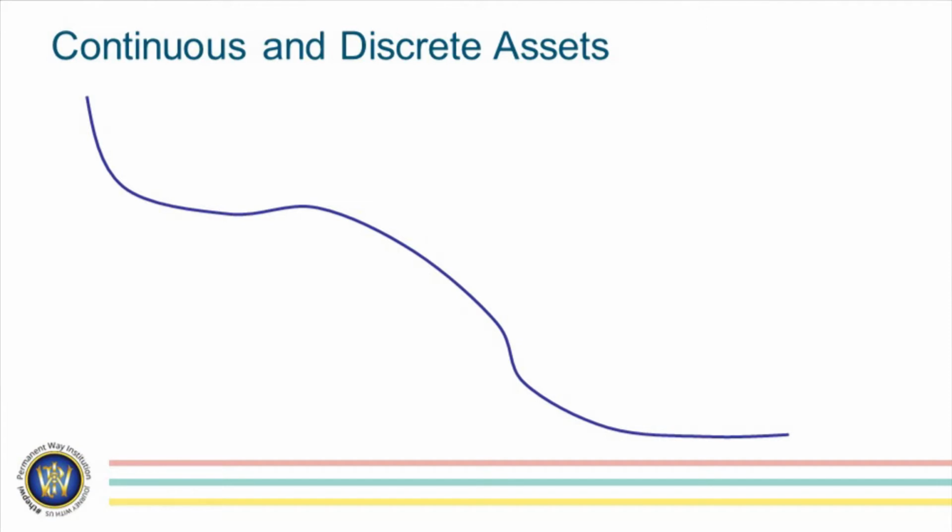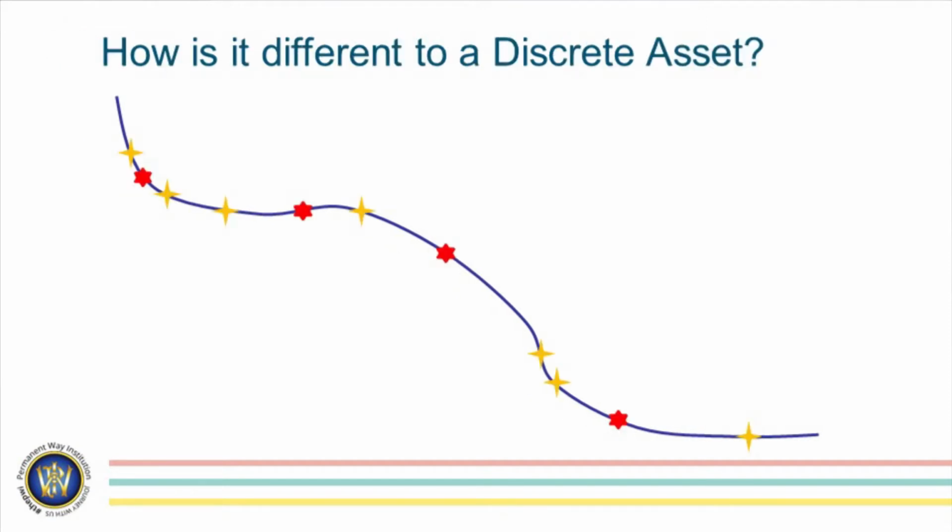How is this different to a discrete asset, though? Discrete assets can be put as a point on a map, a node. Ultimately, they can have multiple components, but they're in one place. Examples: bridges, signal posts, etc.